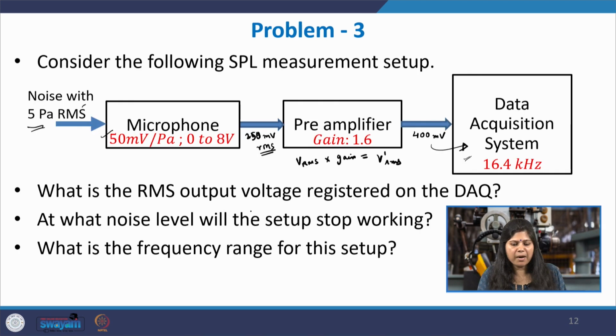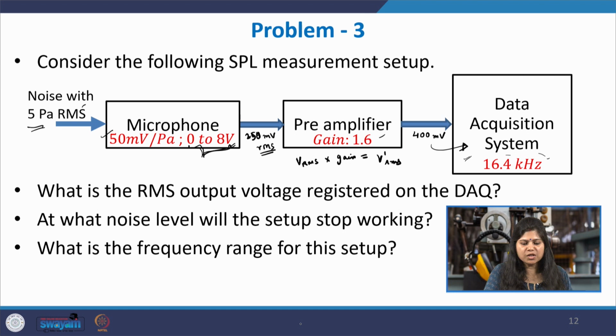Now, let us see part 2, which is at what noise level will the setup stop working. If you think about it, various characteristics are given. Some of these are not going to give us the range of noise level, because here a range within which this microphone can work is given to us, 0 to 8 volts. So, from here we can work out the noise level range at which the system is going to stop functioning.